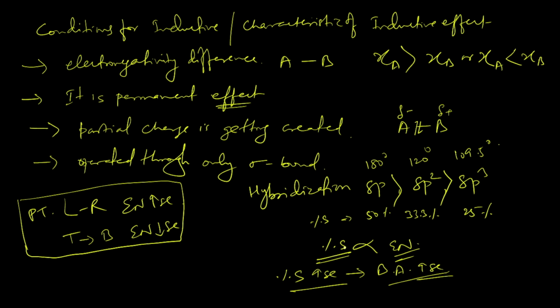It means percentage s character is directly proportional to electronegativity, and percentage s character is directly proportional to your bond angle. So directly we can write bond angle is directly proportional to your electronegativity also. If bond angle is more, your electronegativity will also be more. So this will help us to solve our problem, right? One more thing is there that we will discuss when the problem arises. At that time we will discuss it.